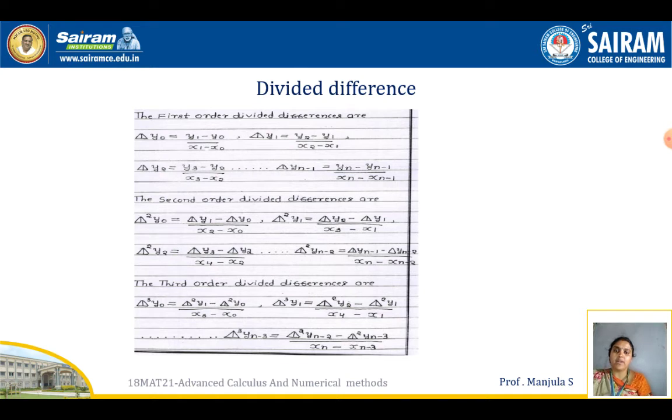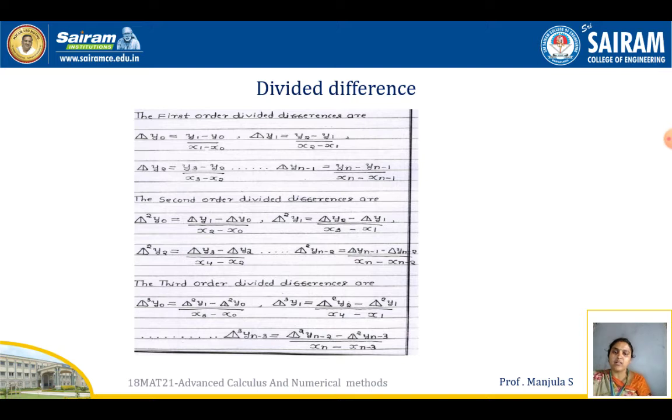The first order divided differences: to find the values we have to use these formulas. So first we'll see the formula. The divided difference of y naught will be y1 minus y naught divided by x1 minus x naught, and the divided difference of y1 will be y2 minus y1 by x2 minus x1, and the next divided difference of y2 is y3 minus y2 by x3 minus x2. Similarly, the divided difference of yn minus 1 is yn minus yn minus 1 by xn minus xn minus 1.